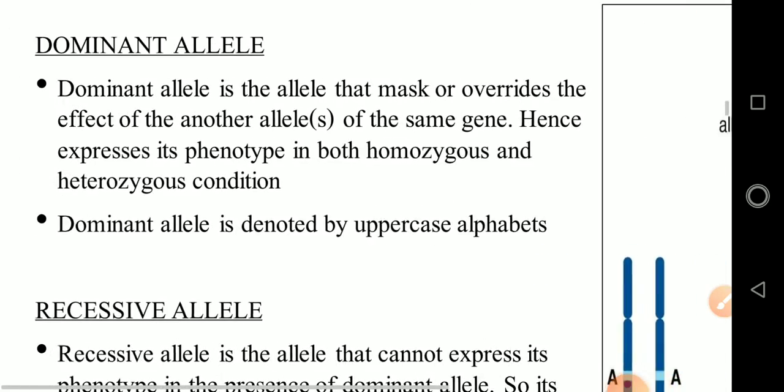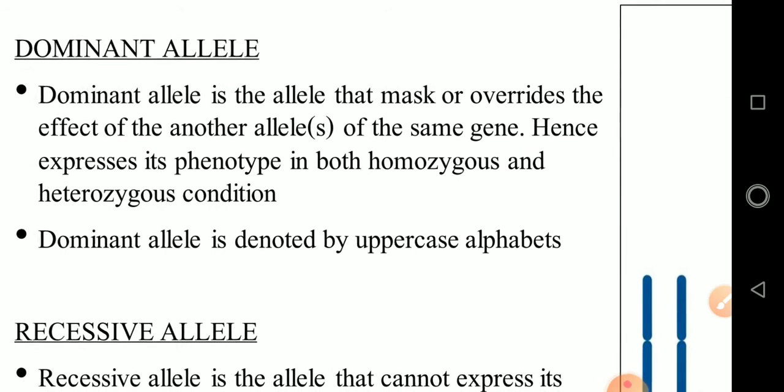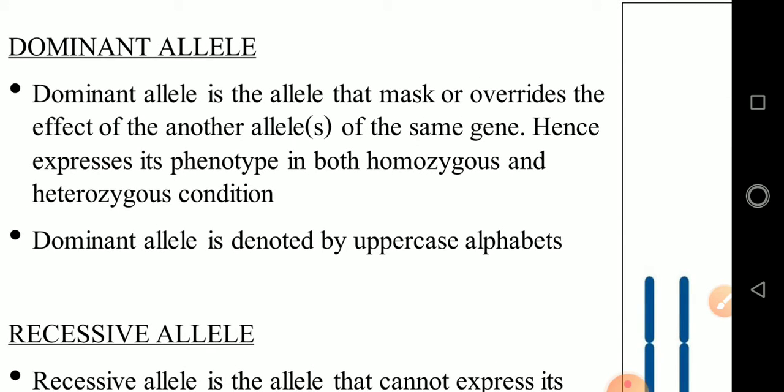Next we are going to see about dominant allele. What is dominant allele? Dominant allele is the allele that masks or overrides the effect of other alleles of the same gene, and hence expresses its phenotype in both homozygous and heterozygous condition. Dominant allele is denoted by uppercase alphabets, that means capital letters.